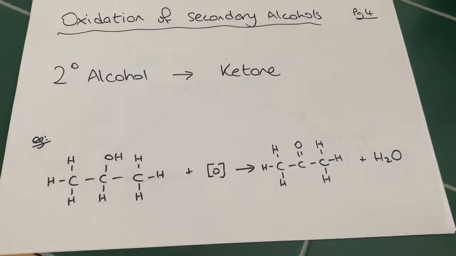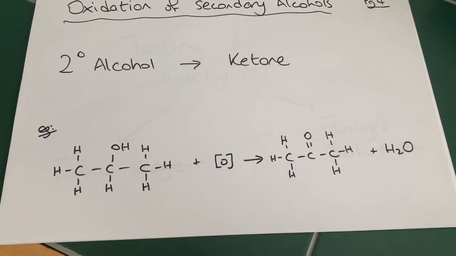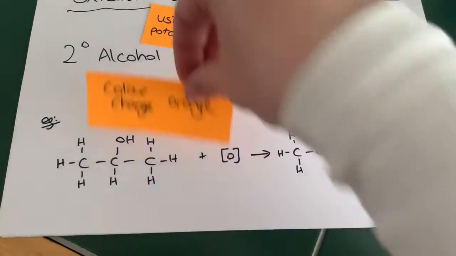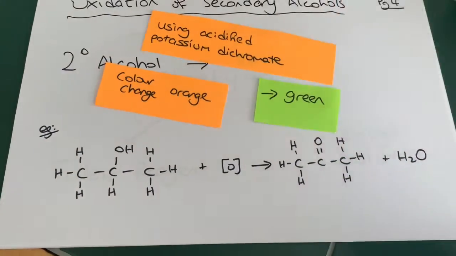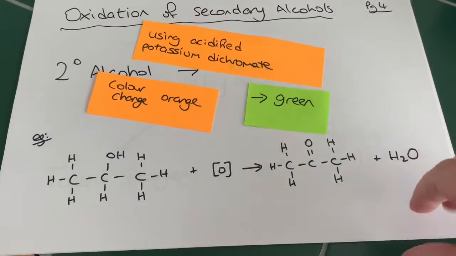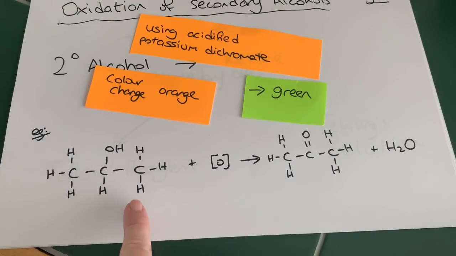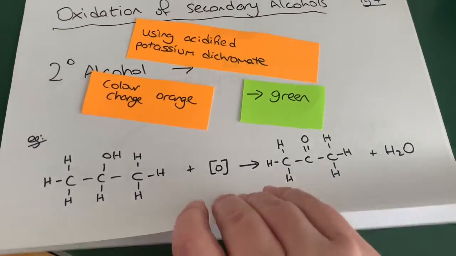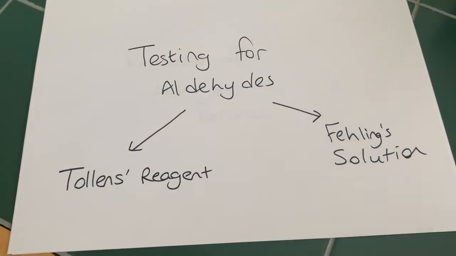Okay, remember then, to get a ketone, it's oxidation of the secondary alcohol. And again, we can use acidified potassium dichromate, and the colour changes from orange to green for this one as well. So in this case, we have propan-2-ol oxidized to propanone. Okay, and the other product is water.